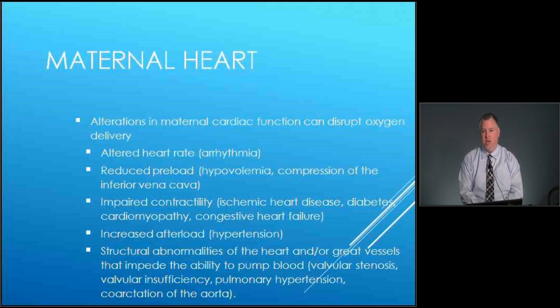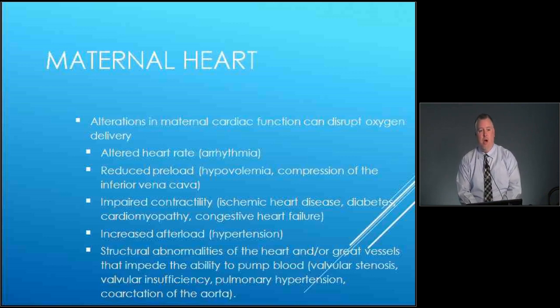We can also have alterations related to increased afterload. Afterload is that pressure in the peripheral system that the left ventricle must overcome in order to get blood out of the left ventricle into the aorta. And that we think about with hypertension. With hypertension, there's an increased pressure in those peripheral vessels, and so that makes it harder for the left ventricle to push against that pressure to get blood out of the heart to the body tissues.